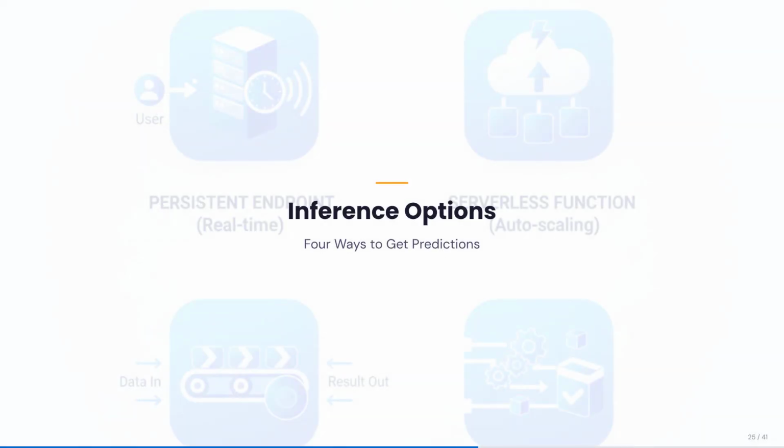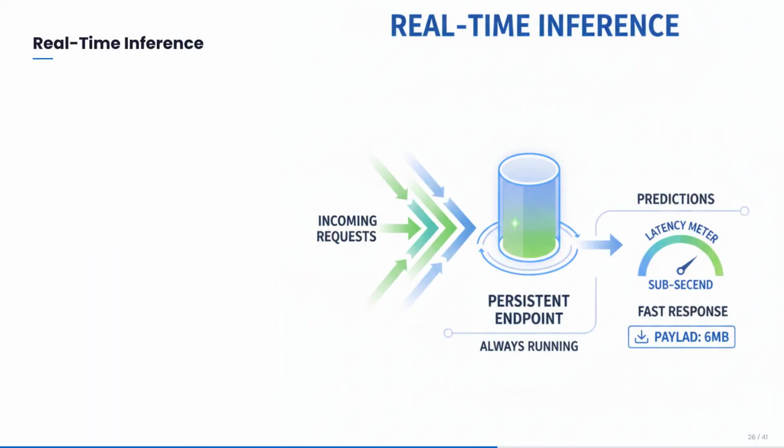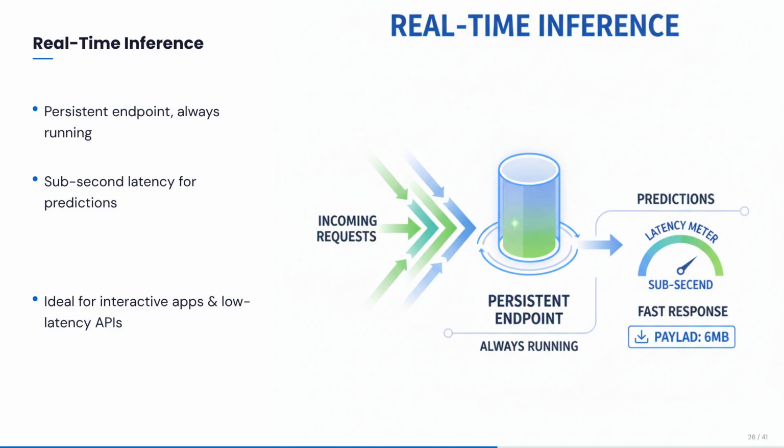SageMaker provides 4 distinct inference options, each optimized for different use cases. Let us explore when to use each one. Real-time inference provides persistent endpoints with sub-second latency. The endpoint is always running and ready to accept requests. It supports payloads up to 6 megabytes. This is ideal for interactive applications, APIs, and any use case requiring low latency responses. You pay for the instances as long as the endpoint is running.